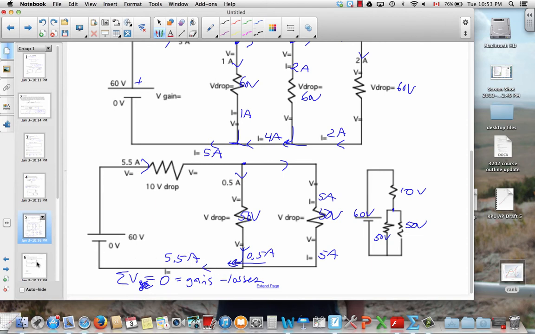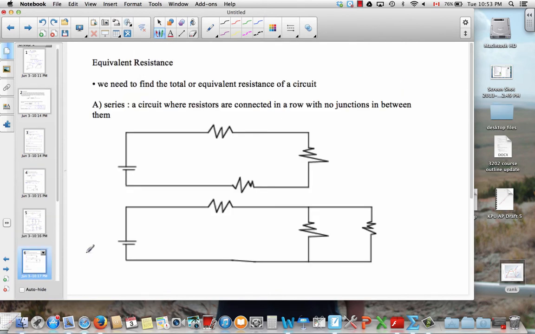A final concept from elementary circuit analysis is the idea of an equivalent resistance. Now we're going to use the S and P word. Okay, the S word is a series circuit. A series circuit has resistors connected in a row with no junctions in between. So these three are in series. This one here is not in series because of this junction, so these resistors are not connected in a row. So this is not simple series.